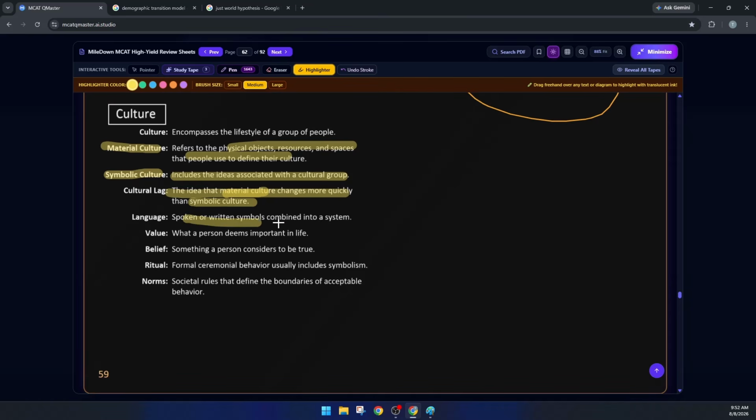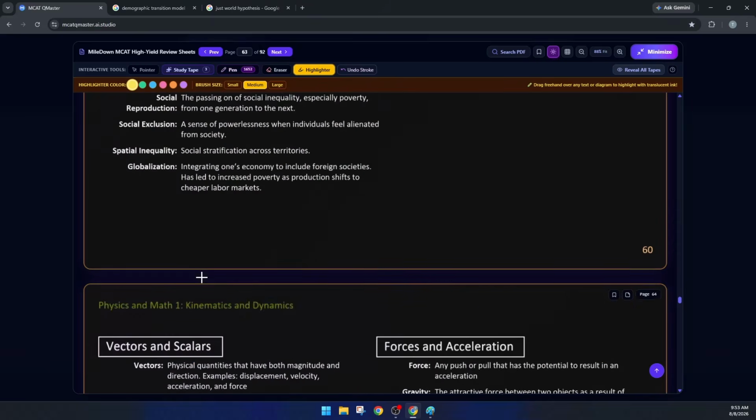Language is spoken or written symbols combined into a system. Value is what a person deems important in life. Belief is something a person considers to be true. Ritual is formal ceremonial behavior that usually includes symbolism. So rituals usually include a lot of symbolism, right? Norms are societal rules that define the boundaries of acceptable behavior.